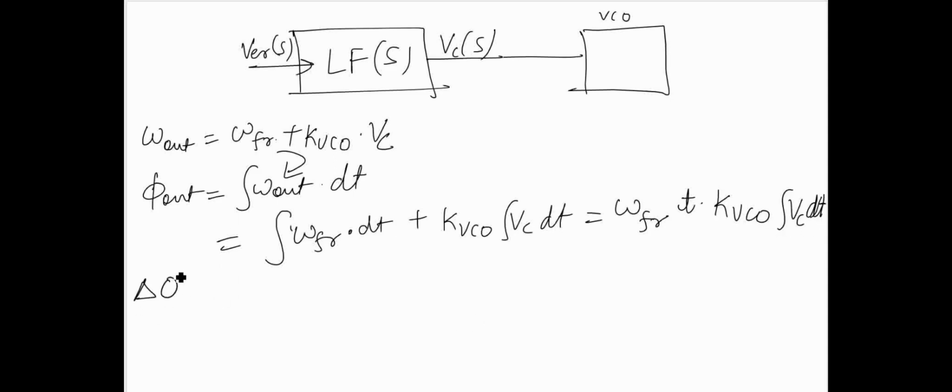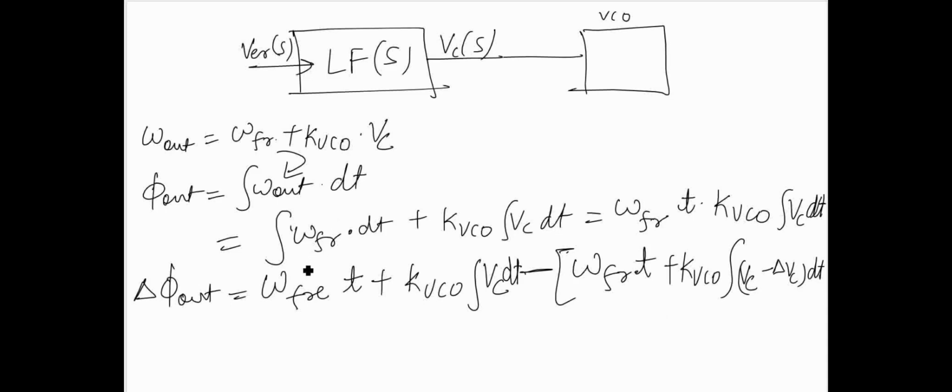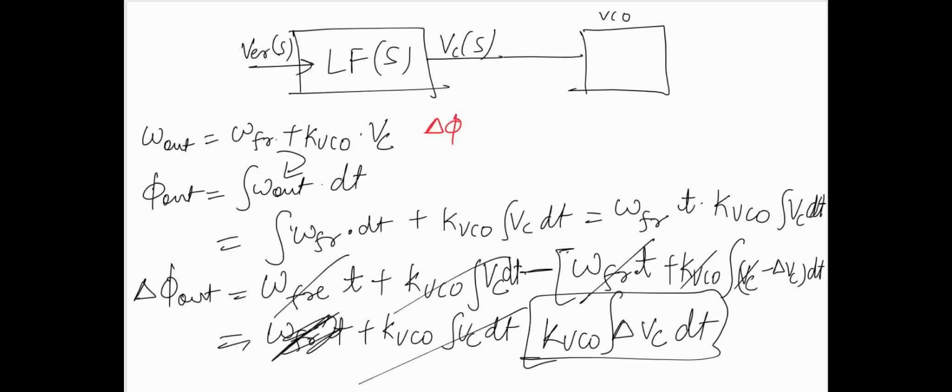Now what will be the del phi out? Del phi out will be the phi out minus omega free t plus KVCO integration VC dt. So this will be cancelled, and this and this will be cancelled. What is remaining is KVCO integration of del VC dt. So I'm saying that del phi out equals KVCO integration del VC dt, we have found the remaining.